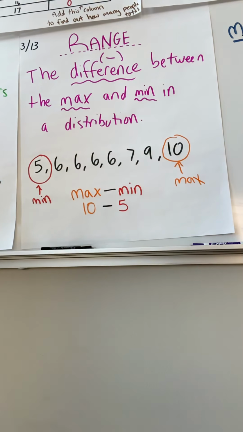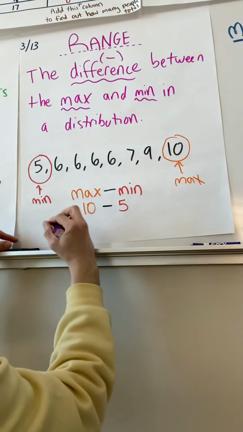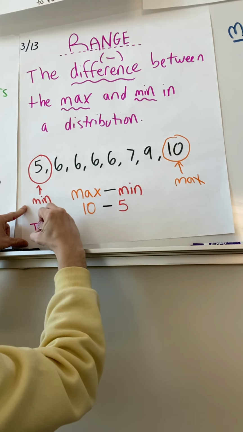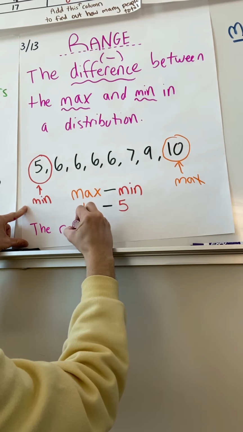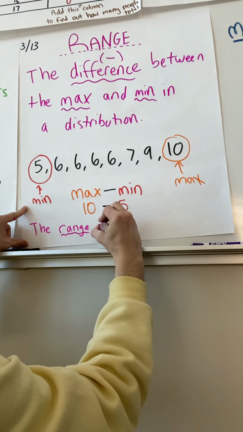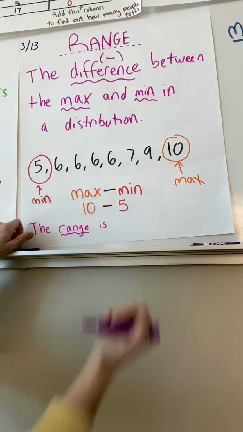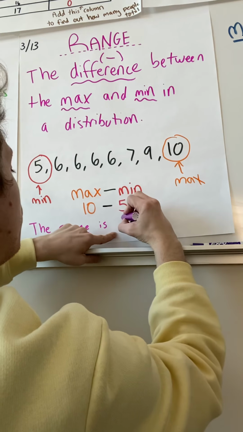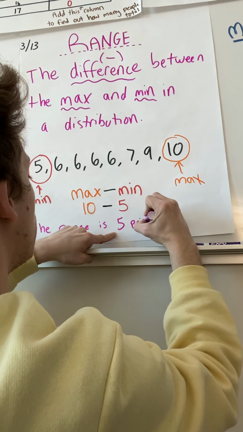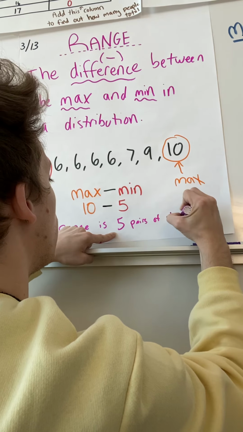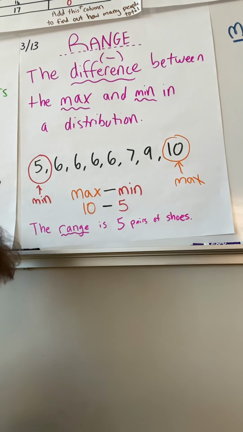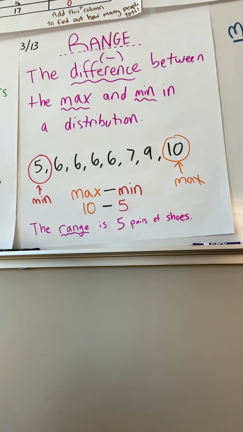So let me get that purple marker again. The range is 10 minus 5. 5, right? The range is 5 pairs of shoes. So that tells us a little bit about our distribution. It tells us that out of about 8 students in class today, we had a range of 5 pairs of shoes.